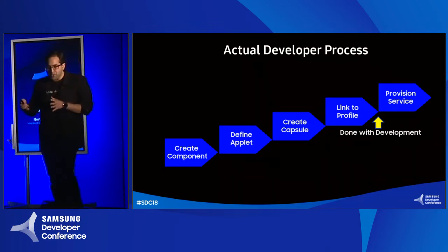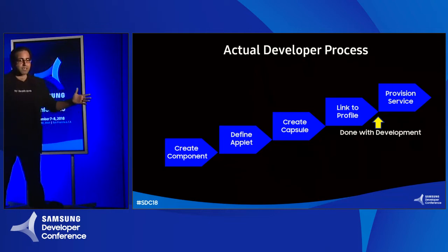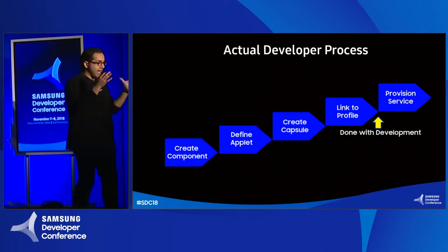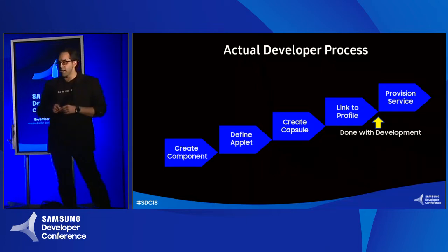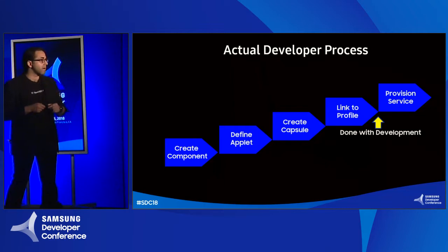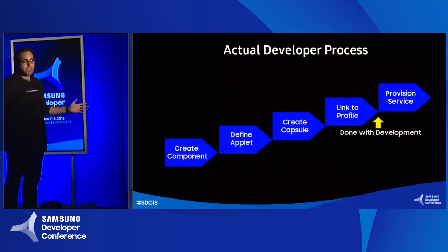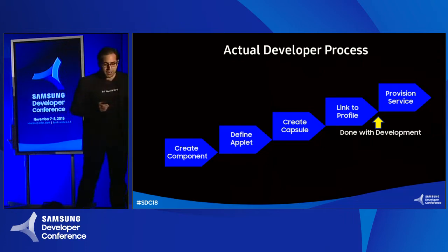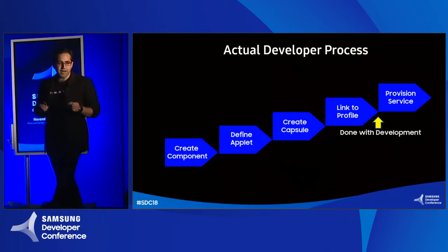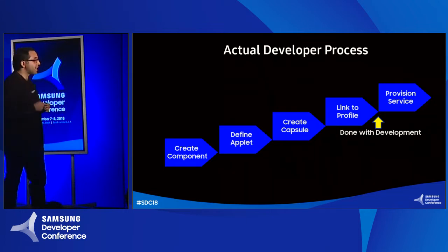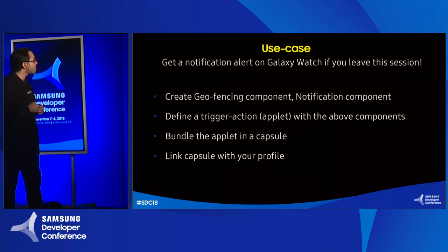Now, in a capsule, you can define multiple applets. And then finally, when you have a capsule which has the service logic written in it, you can actually associate that with the profile which represents you, a developer. And you're done with the development. And then you only link that particular profile with the device, and your service gets provisioned on the device. And we'll walk through this and show you the demos as well.